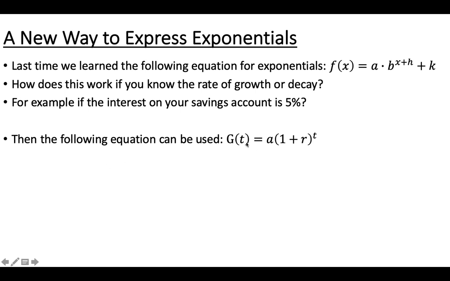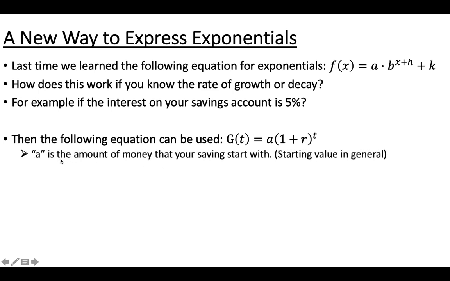We're going to use this different equation where we have g of t equals a, and then in parentheses we have 1 plus r to the t, and then we have a t in the exponent spot. T is our variable here, and I'll explain what's going on here. I'll go through each letter. So I'm going to stick to the savings account example to explain these variables.